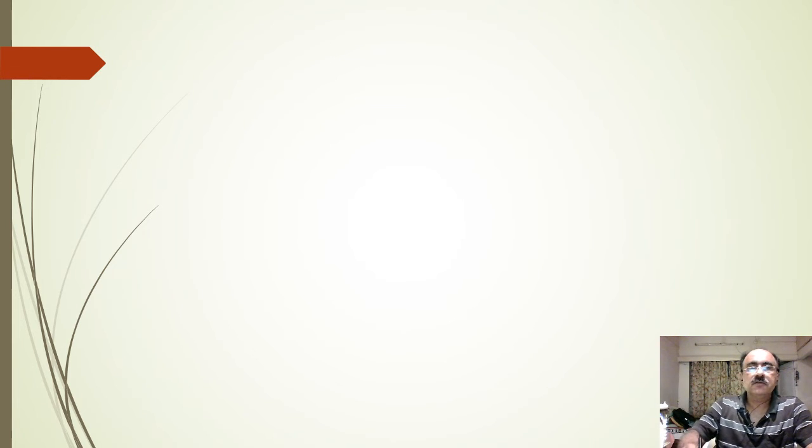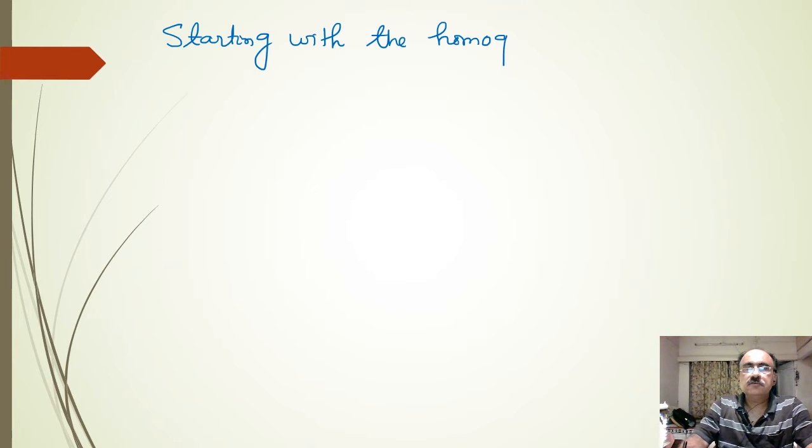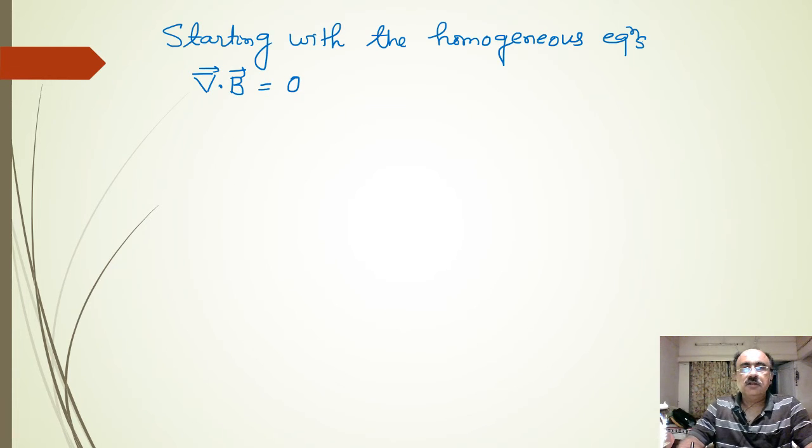So going over to the next slide, we will first write the Maxwell equations in terms of A and phi. Starting with the homogeneous Maxwell equations, which are the two homogeneous Maxwell equations we all know. One of the homogeneous equations is divergence of B equal to 0, which means the absence of free monopoles. What does this equation imply?